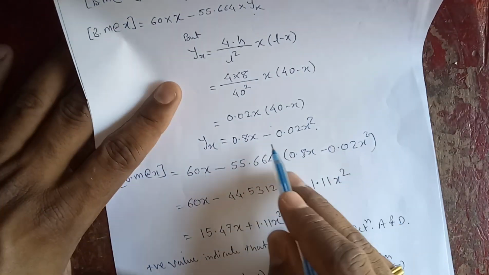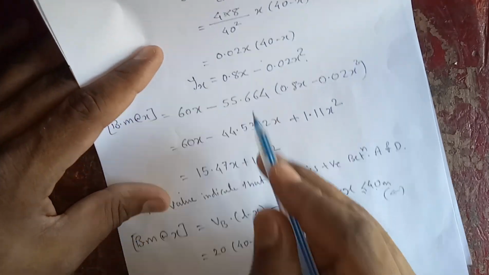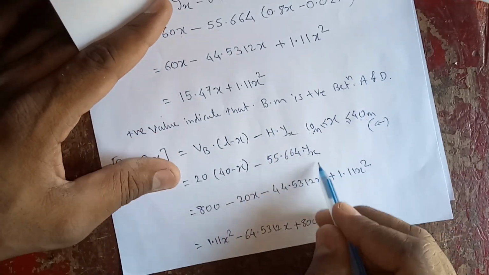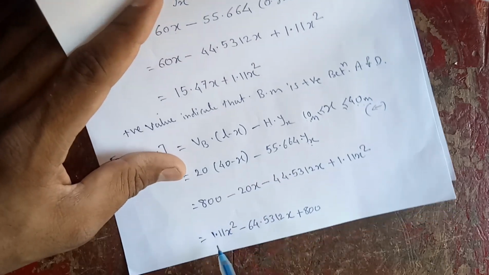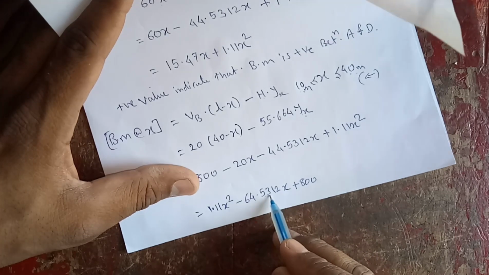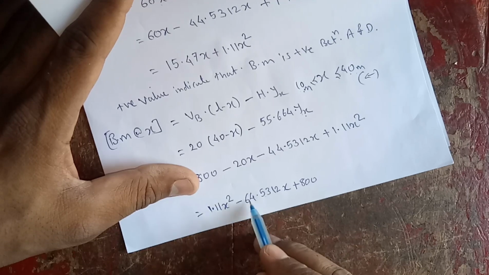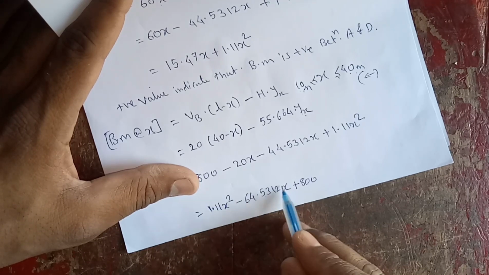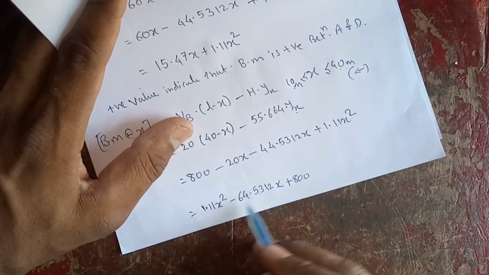The same equation of YX is valid for 0 to L distance of x. So we'll substitute the same x, and if you simplify this after substituting YX, what we'll get is 1.11x square minus 64.5312x plus 800. Here there are minus terms also, so we need to check whether it is positive or negative at different locations.